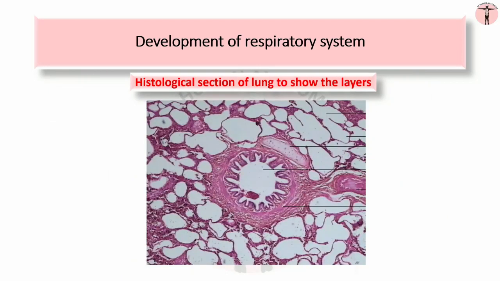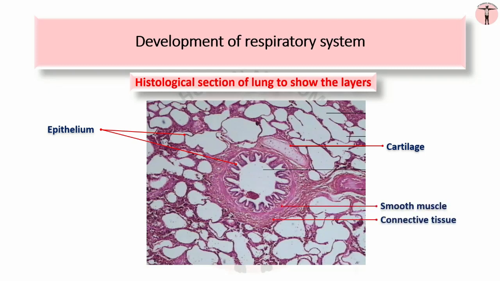To get an overview of how the lung looks in the histological section and the components and their arrangement of the respiratory system, here is the photograph of the section of the lung showing the epithelium lining the lumen of the bronchiole and the alveoli, which is surrounded by the cartilage, smooth muscle and the connective tissue layers.